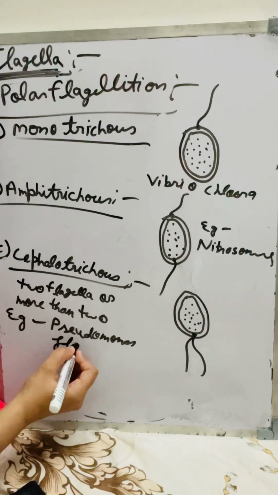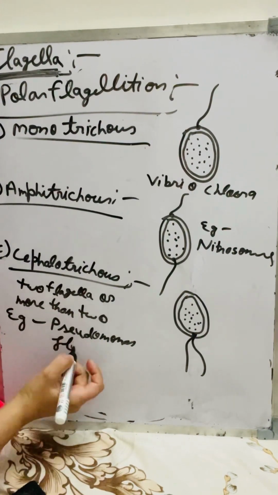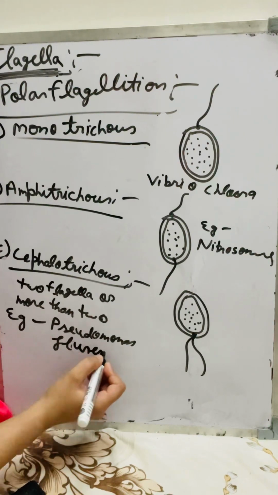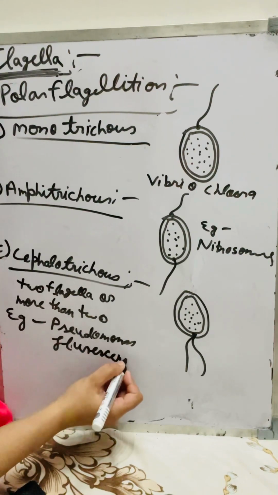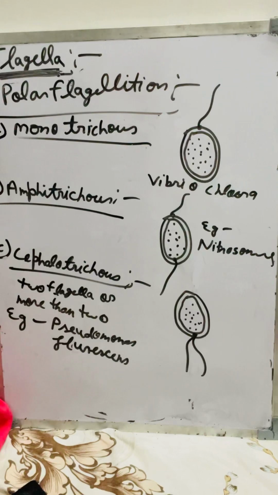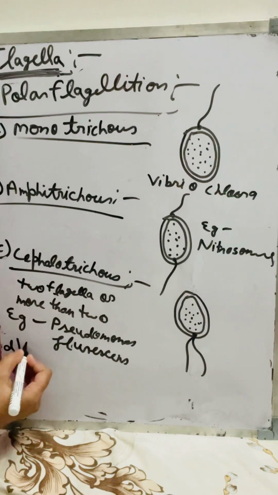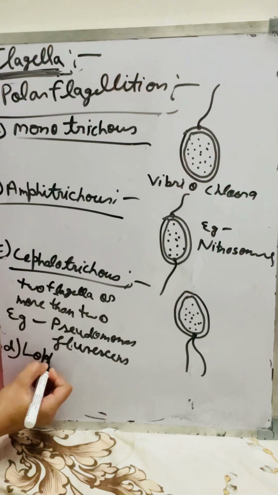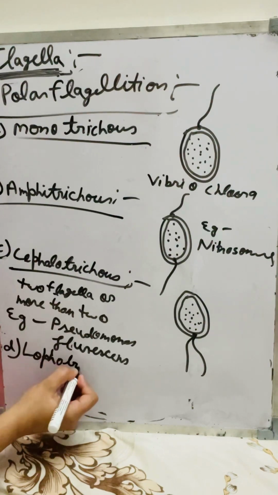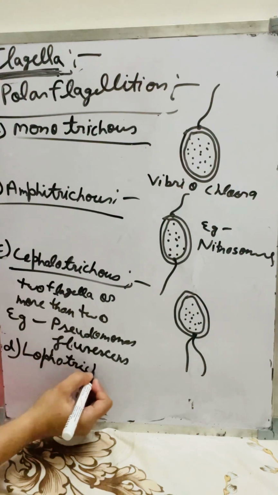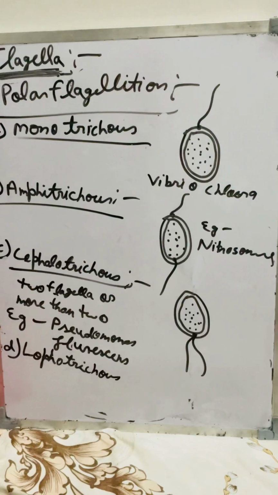Pseudomonas fluorescens. Okay, and the last is number 4, lophotrichous. Lophotrichous bacteria. Now you can see the bacterium.